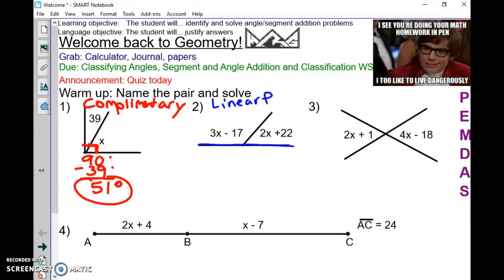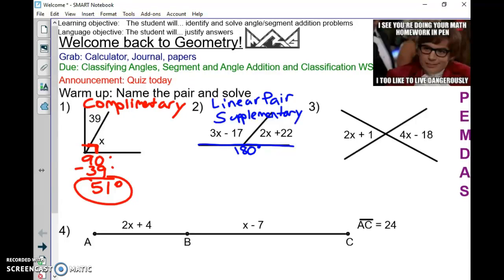What else could we call these two angles if they make that straight line? How many degrees is a straight line? 180. So what do we call it when two angles add up to 180? Okay, good. Supplementary. Look at number one. That was complementary for 90. Supplementary is when they add up to 180. All right. So we have the name of this pair. We just said they add up to 180 degrees because they're a straight line.